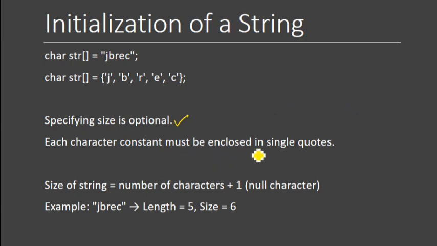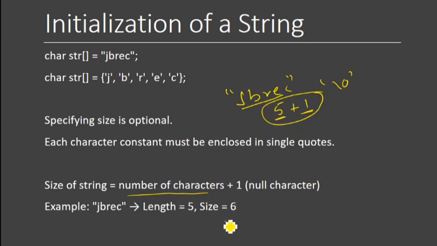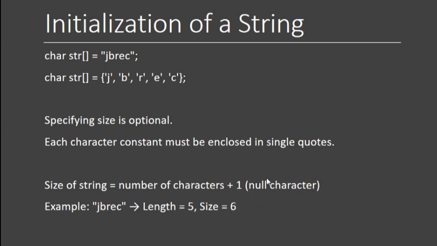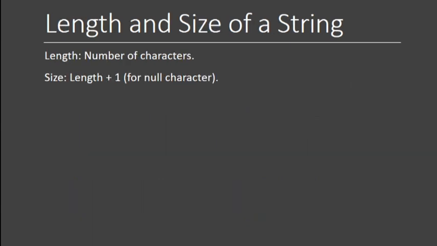Each character constant must be enclosed in single quotes. I told you single quote, right? So size of string equals number of characters plus null character. I wrote jbrec, you know the length of the string, how much? 5 letters, this is called the length of the string. But when you come to the size, it is length plus 1, because 1 takes backslash 0, so total 6. Clear? The size of a string is the length of the string plus 1 for the null character.